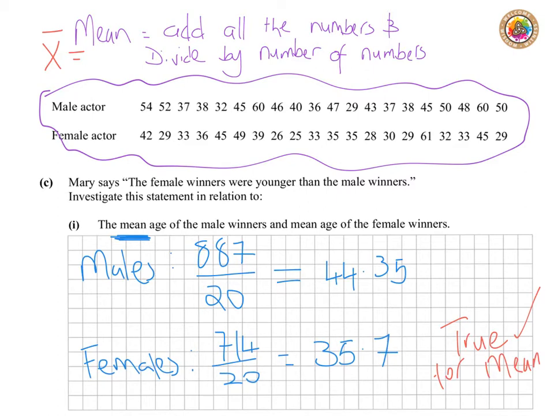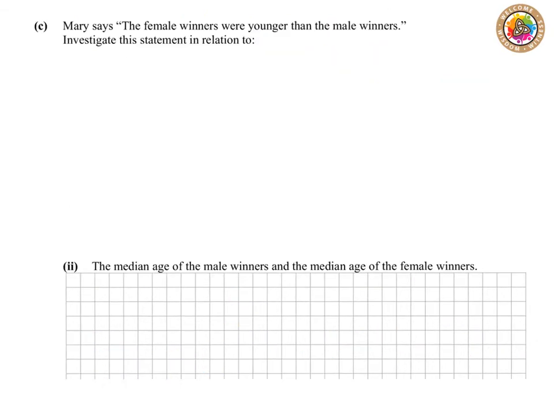And let's look at it in relation to the median. Okay, so we have to investigate it again, this time for the median age of male winners and the median age of female winners. So are female winners younger than male winners? So again, I'm going to bring back in something to help me to calculate the median, and the easiest way to do it is to go back to our stem and leaf. So I'll bring in a copy of our stem and leaf now. You can also pause this yourselves right now and calculate the median of both male and female using your own stem and leaf diagram.